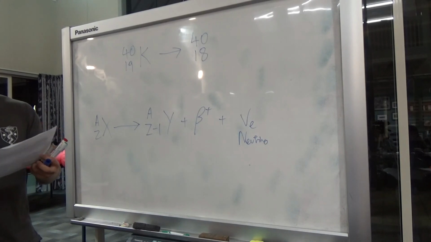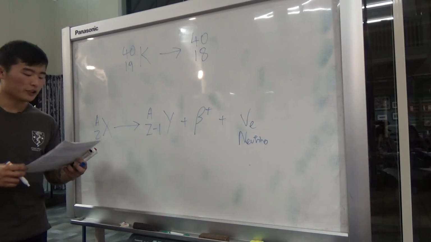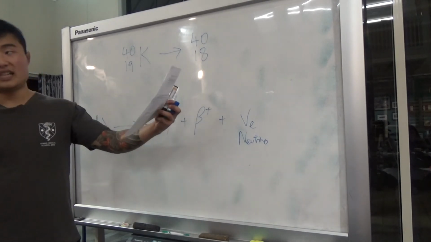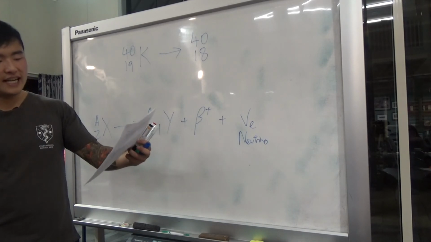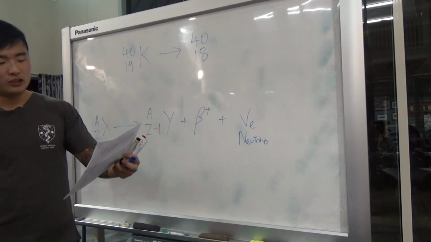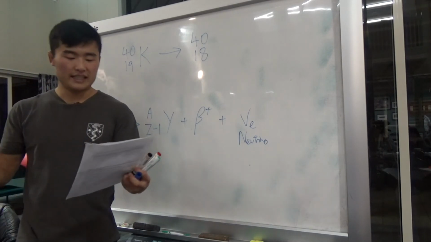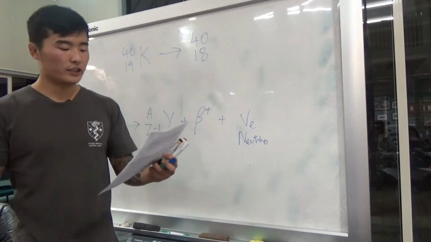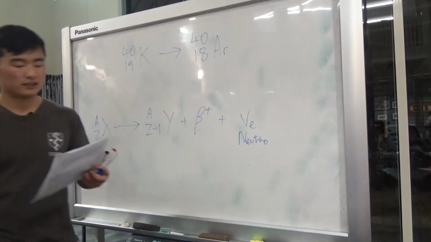If you look at option B there, it's also got 40 and 18, and it's got beta plus and a neutrino, but that's incorrect because you've changed the number of protons, so it can't still be a potassium atom, right? So it has to change into something different. So it's going to be option D. So it's going to turn into argon.